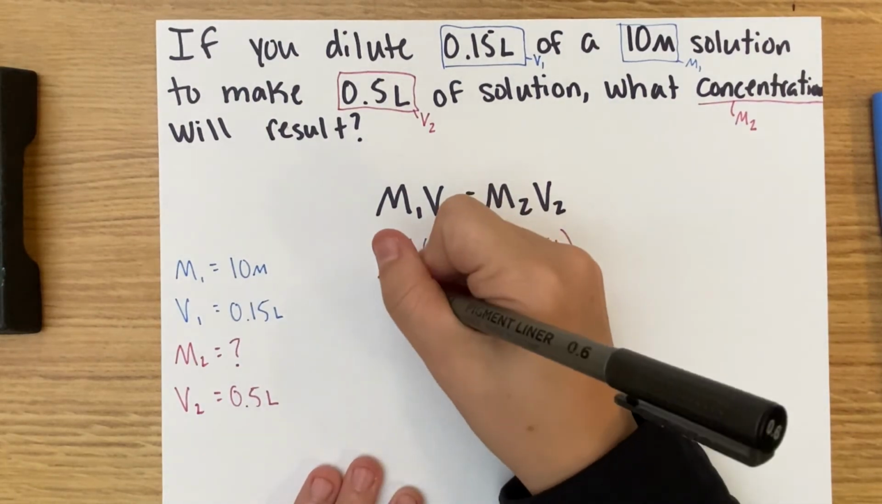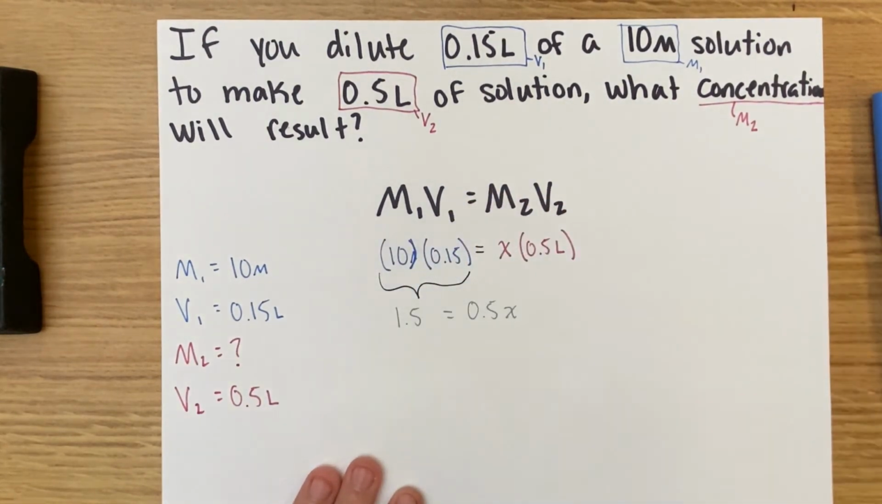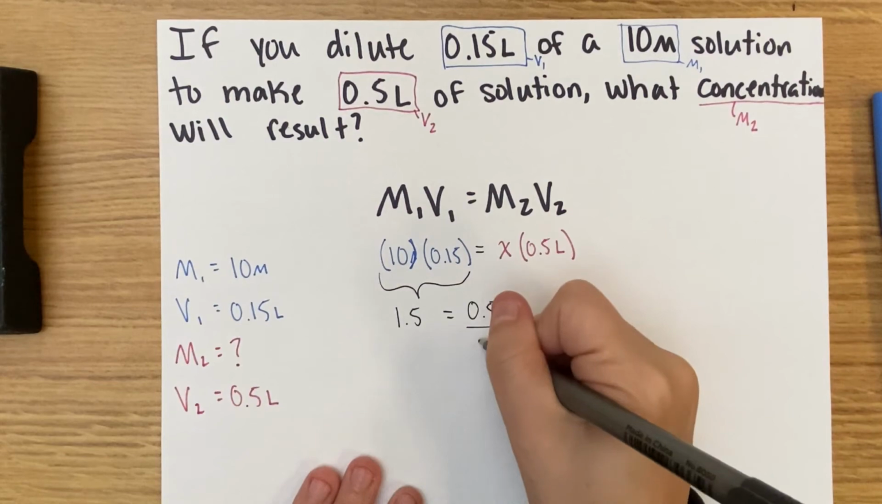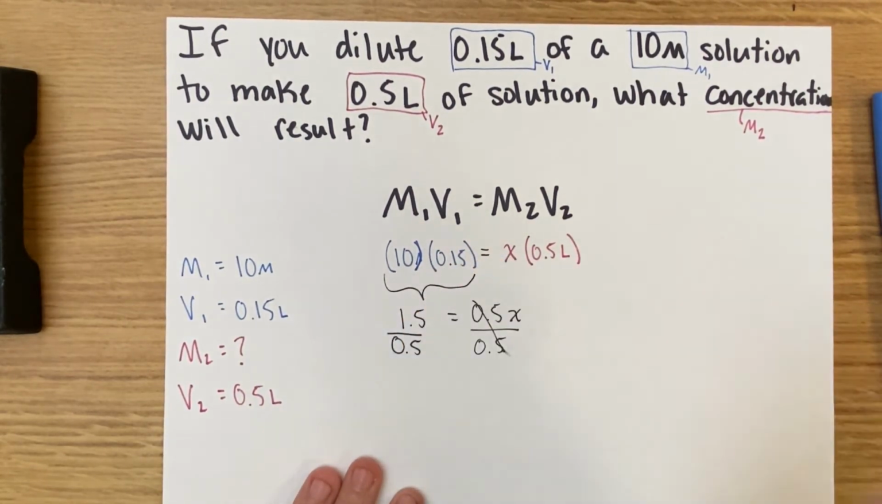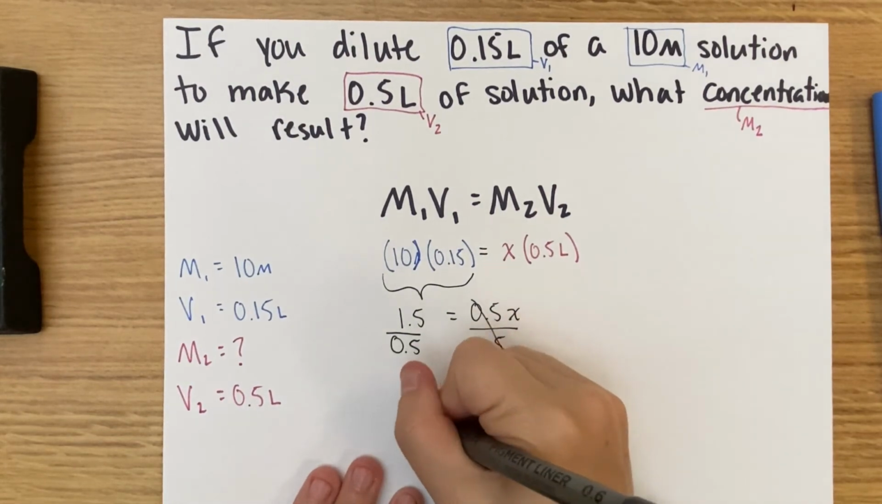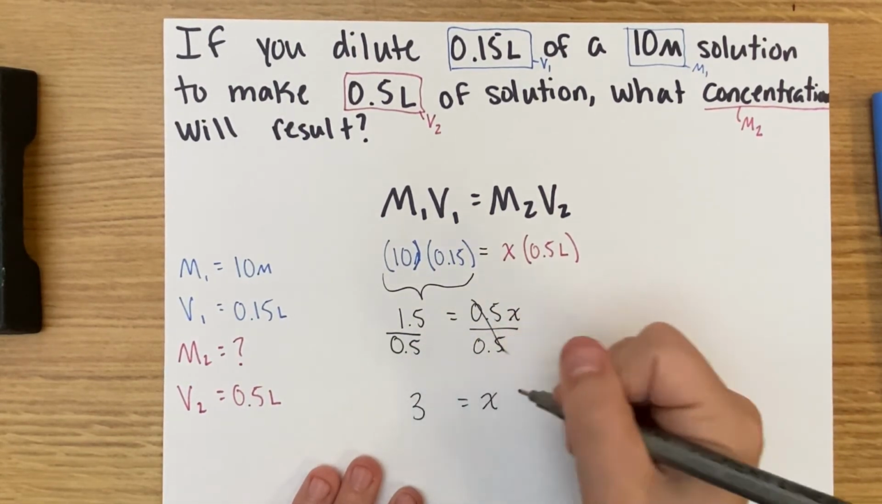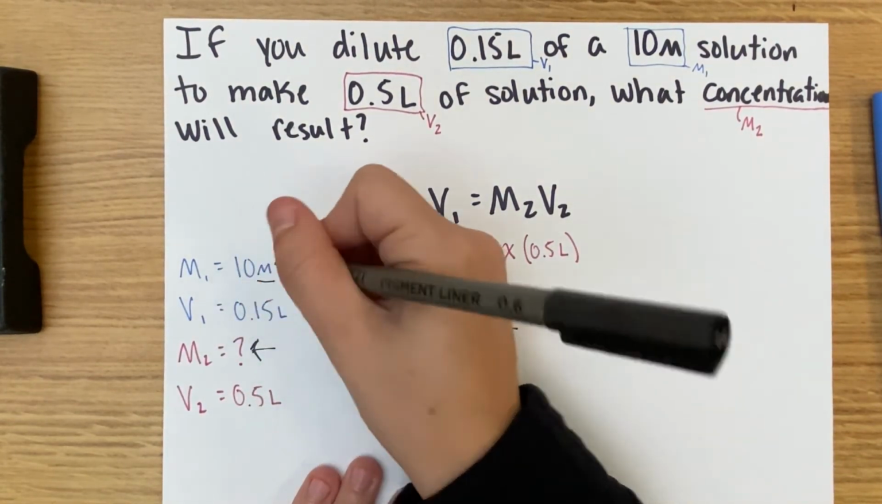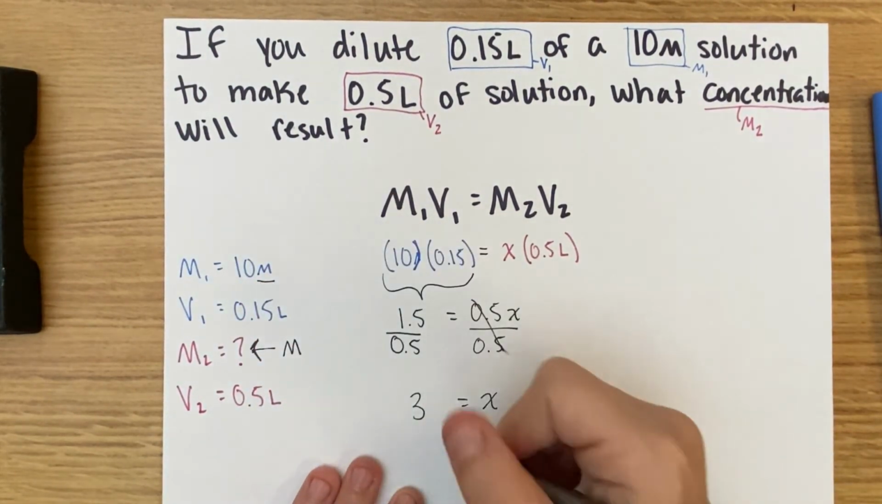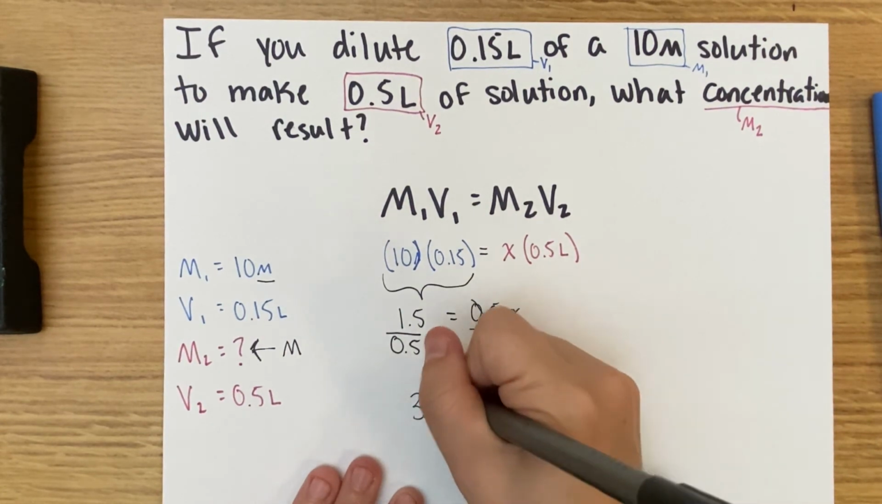I've plugged all of my numbers in the correct location. I'm going to go ahead and simplify this portion. And last step, to get X by itself, divide by 0.5 on both sides. And we get X is equal to 3. This time we were solving for a concentration. And we know that the units for concentration are molar. So that's going to be 3 molar.